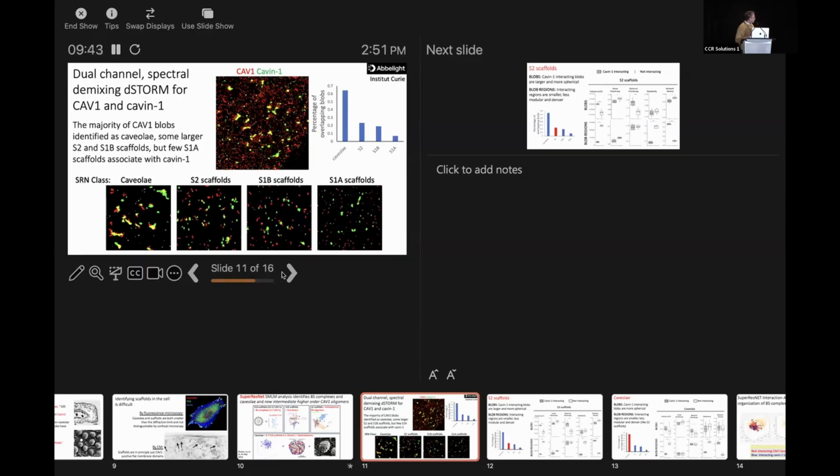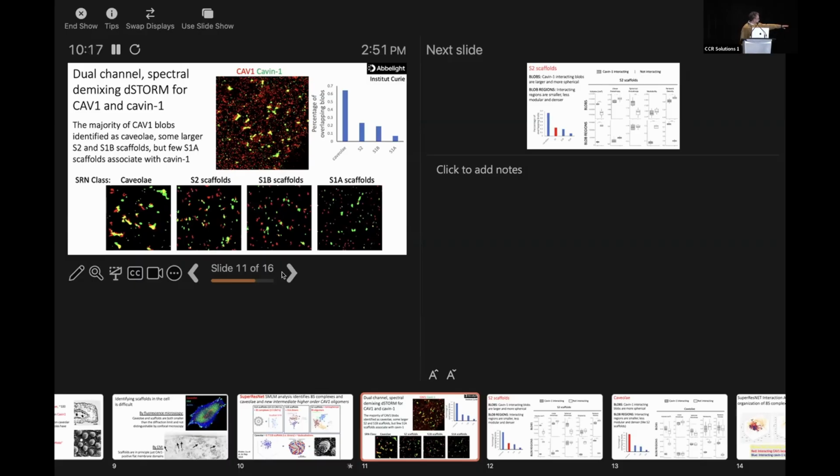So that we can really assess molecular interaction at the molecular scale. And so you can see here the output is that in green is cavin1 and red is cav1. You can clearly see that the large blobs are labeled for cavin1 and cav1. And when we quantify the output blobs from SuperResNet, the majority of caveoli are labeled for cavin1. Very few of our 8S complexes or S1A scaffolds are labeled for cavin1, but there are a number of S2 and S1B intermediate scaffolds that are labeled.